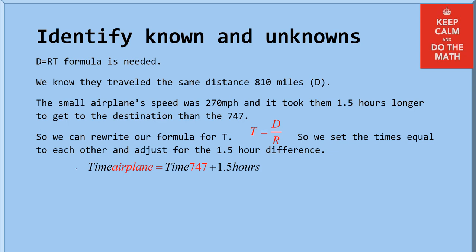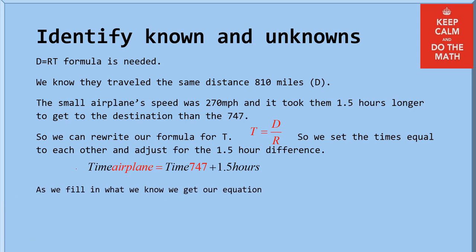So we set the times equal to each other, and we need to adjust for the 1.5 hour difference. So I have the time of the airplane is equal to the time of the 747, but I had to add an extra 1.5 hours to the 747 because the airplane took longer to get there. So its time would be a larger number than the time of the 747. So to make the two numbers equal, I have to add 1.5 hours to the smaller number. I could equally have done this problem by subtracting 1.5 hours from the time of the small airplane. Either way will get us to the same answer.